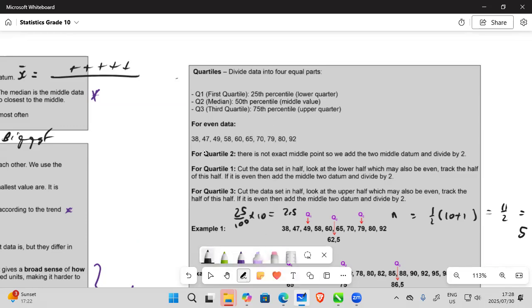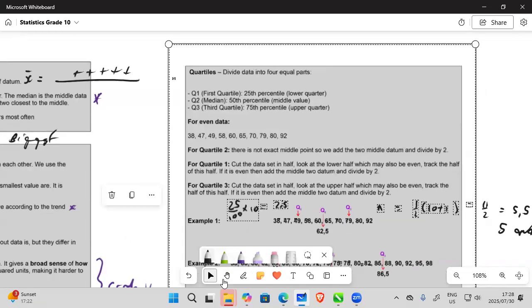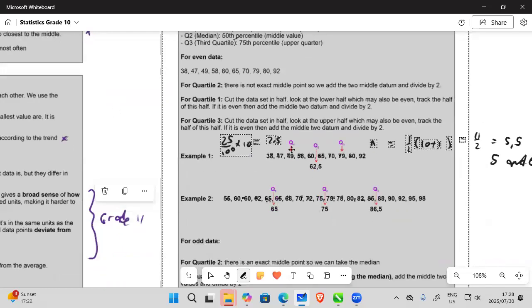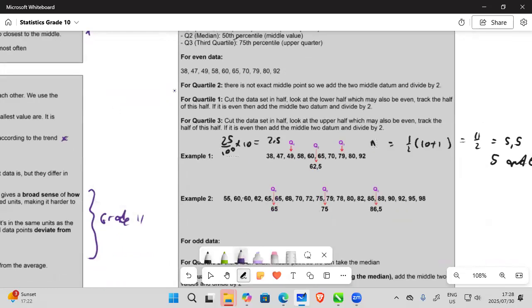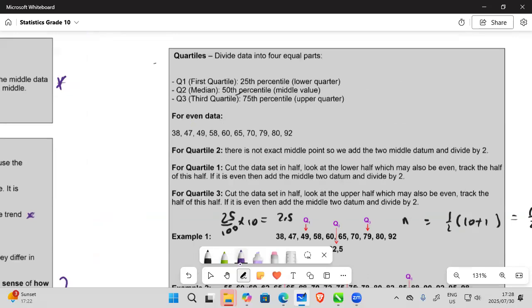Whenever you're finding quartiles, listen to this. You must first find your quartile 2. But our approach when we have an even data set and an odd data set will be slightly different. That's why I broke it down here like this for you. When there's an even number of data, we have to apply a slightly different approach than when there's an odd number of data points. When there's an even number of data points, what do we do?